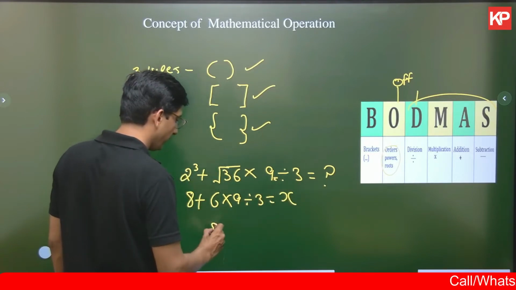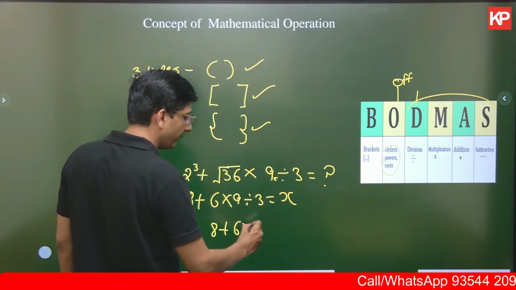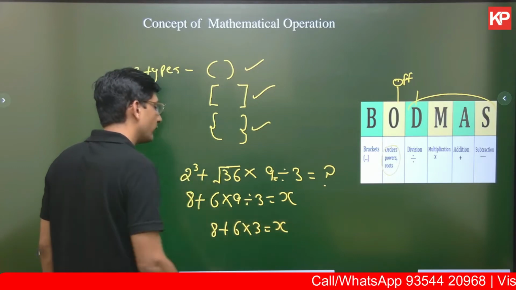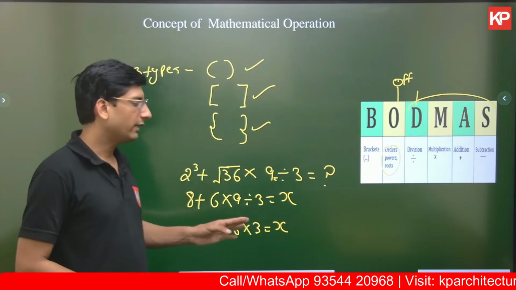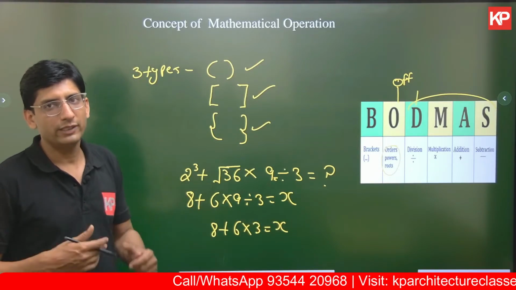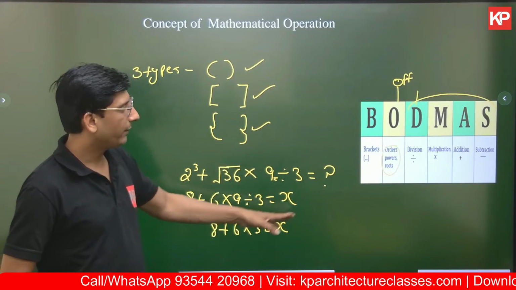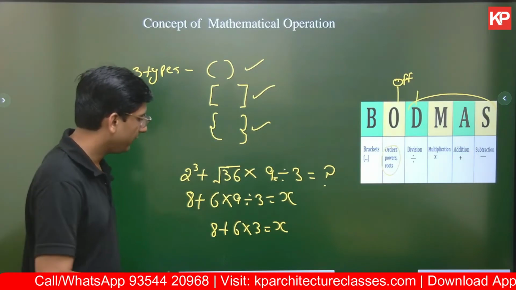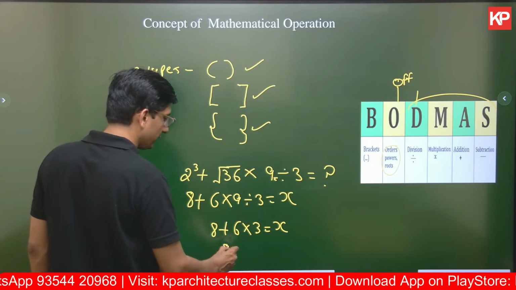So that means it will be 8 plus 6 multiplied by 9 divided by 3, which is 3, is equal to x. Again I am solving it step by step just to make the students understand. You can directly solve it if you can do that in your mind without pen and paper. So next thing is multiply. After divide it is multiply. So we multiply 6 into 3. So 8 plus 6 into 3.